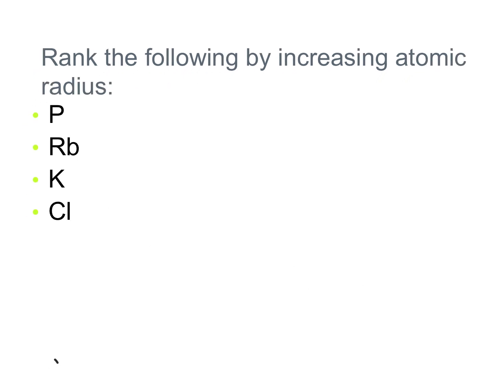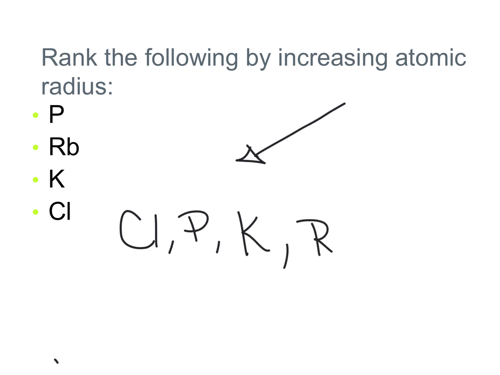And then finally, we're going to rank the following elements by increasing atomic radius. So again, start by drawing your arrow. Atomic radius increases as you go to the left and down. So this time we're going to start with the atoms that are in the top right and work our way to the bottom left. Of these 4 listed, chlorine is the most top right. Then phosphorus, then potassium, then rubidium.